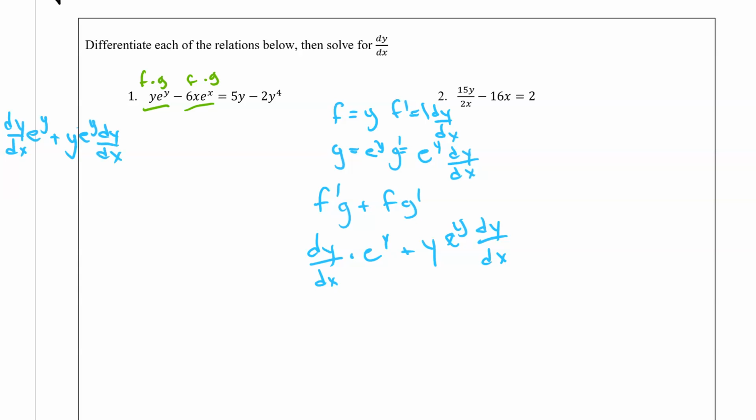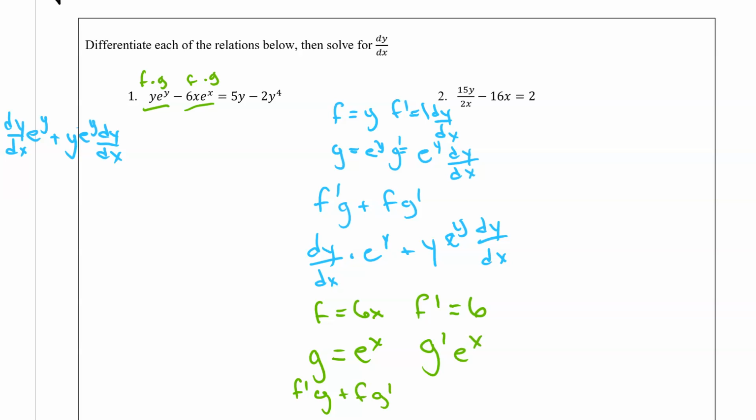Then we need to look at our green one, our next one. I'll do that in green. This Kermit color here. This one mercifully doesn't have any y's in it. So if we plug into that product rule, I've got 6e to the x plus 6x e to the x. So I've got plus 6e to the x plus 6x e to the x.